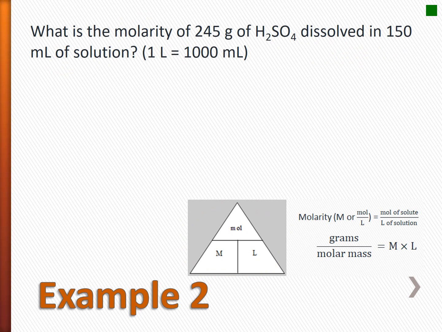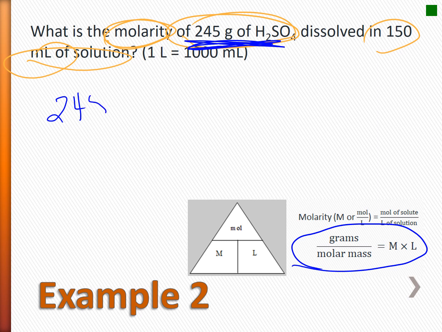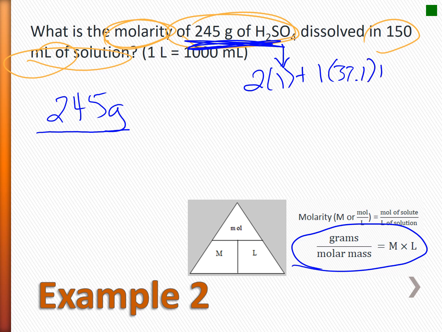All right, what is the molarity of 245 grams of H2SO4 dissolved in 150 milliliters of solution? I want the molarity. So looking at this, I give you grams, so which formula are you going to use? You're going to use the grams formula. So we're going to take our 245 grams, which is how much we dissolved, of H2SO4, divided by the molar mass of H2SO4. This has 2 times 1 plus 1 times 32.1 plus 4 times 16. So we get a total molar mass of 98.1 grams. That equals my molarity times liters.